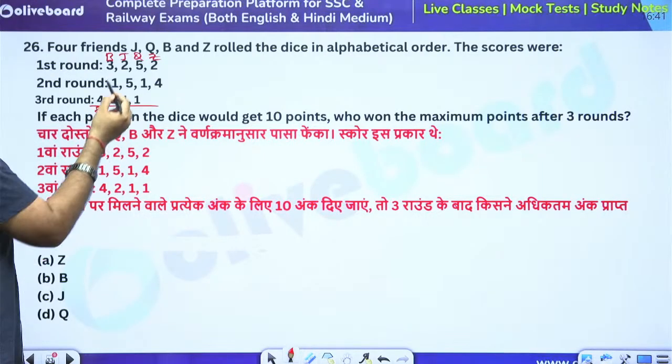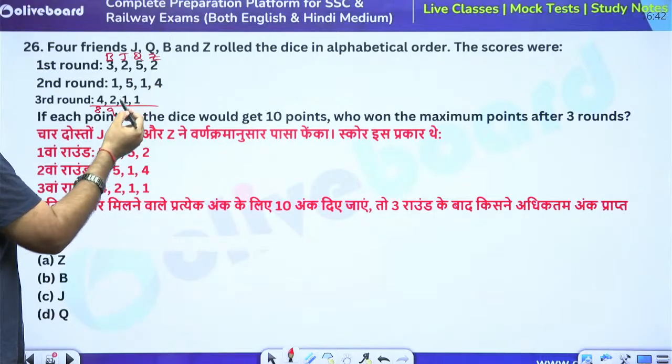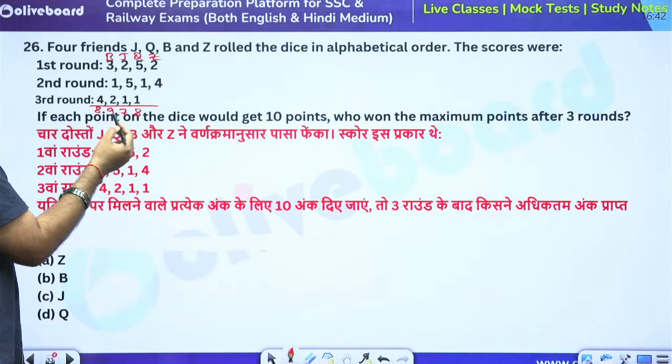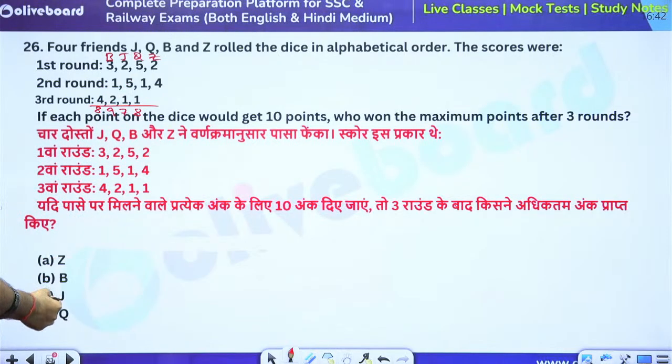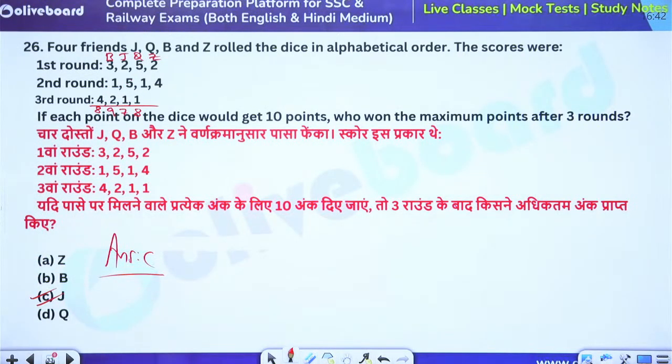So 4 plus 3, 7 plus 1, 8 is B. 2 plus 2, 4 plus 5, 9 is J, 5, 6, 7 is Q, and 4 plus 1, 6 plus 2, 8 is Z. So we know that J is the highest one. So J is going to secure the highest points. Okay.